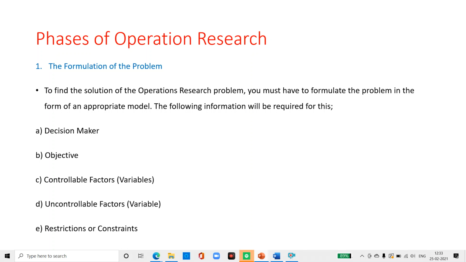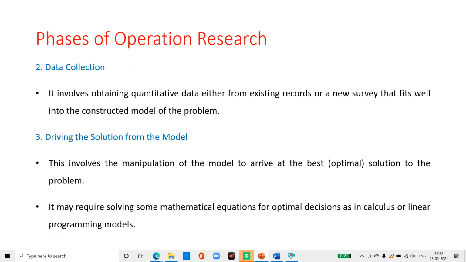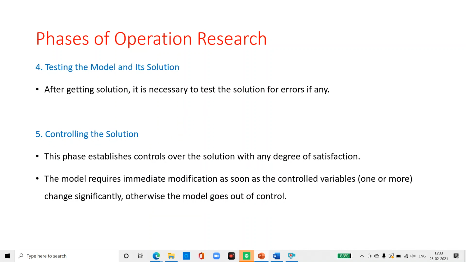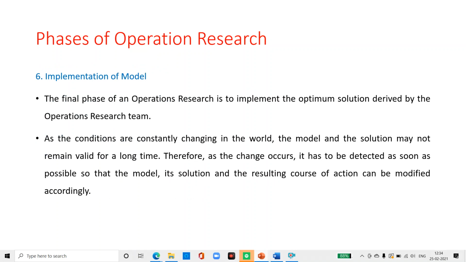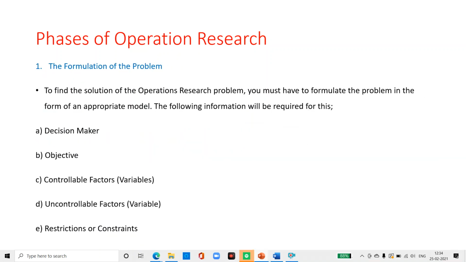What are the phases of operational research? So in operational research, there is the formulation of the problem, then data collection, deriving the solution from the model, then testing the model and its solution, controlling the solution, and implementation of the model. So these are the different phases of operational research. First, we discuss the formulation of the problem.